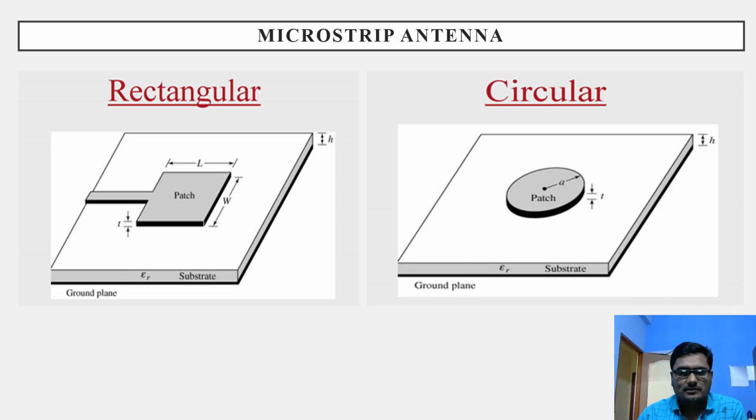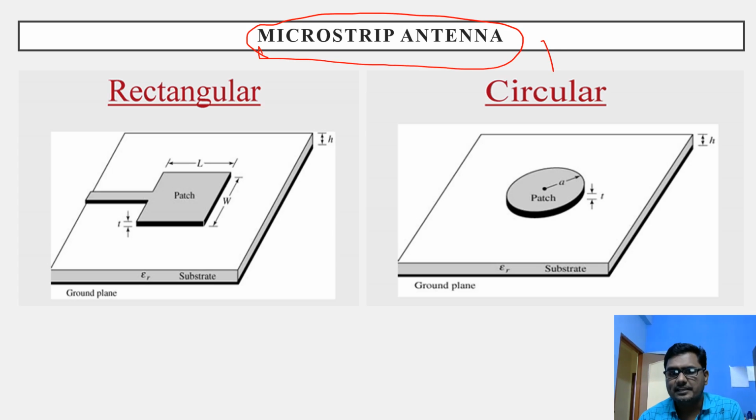See, I'm having circular microstrip antenna also. The main thing is we are talking about microstrip antenna. The alternate name for this microstrip antenna is patch, P-A-T-C-H. Look at this. Sometimes it is referred to as patch antenna instead of microstrip antenna. People used to have this alternate name as patch antenna.